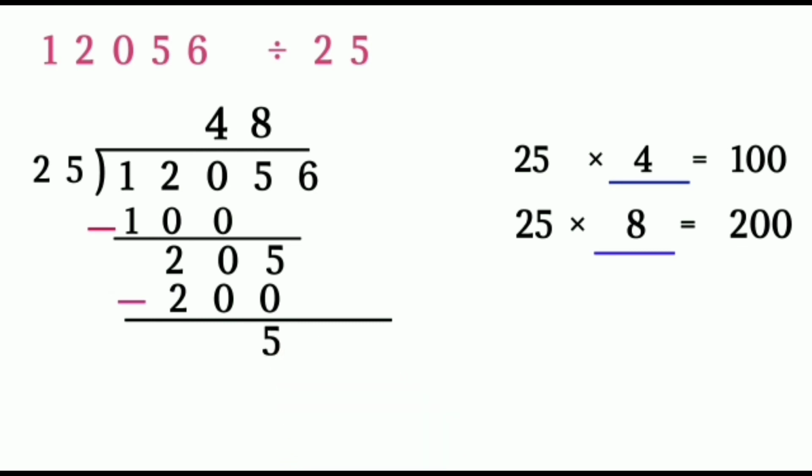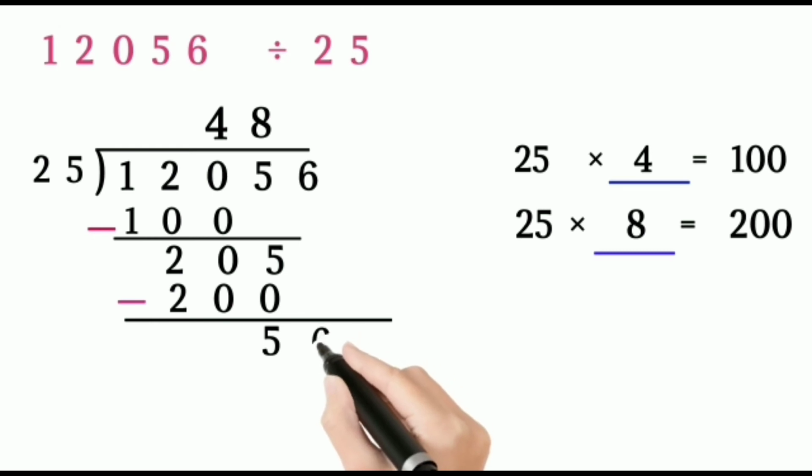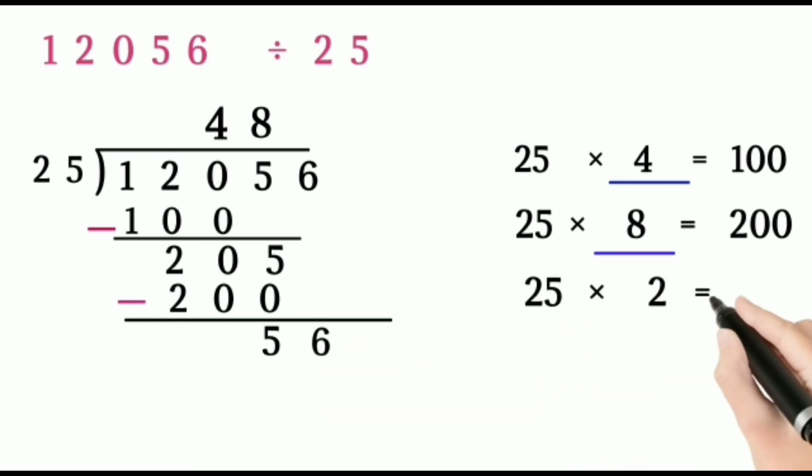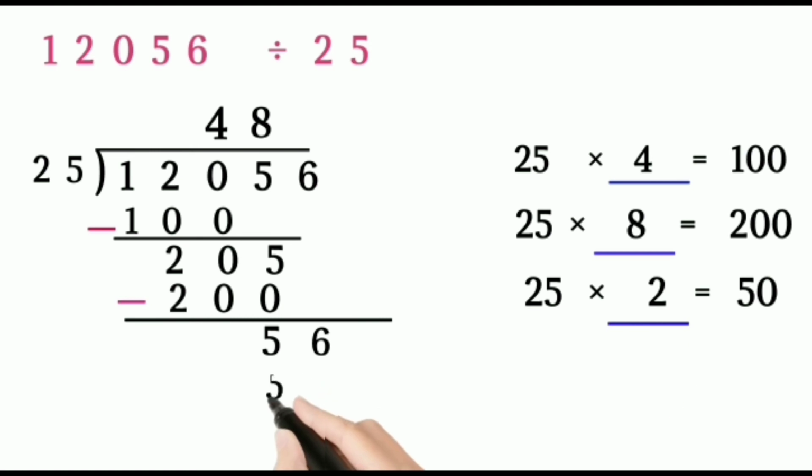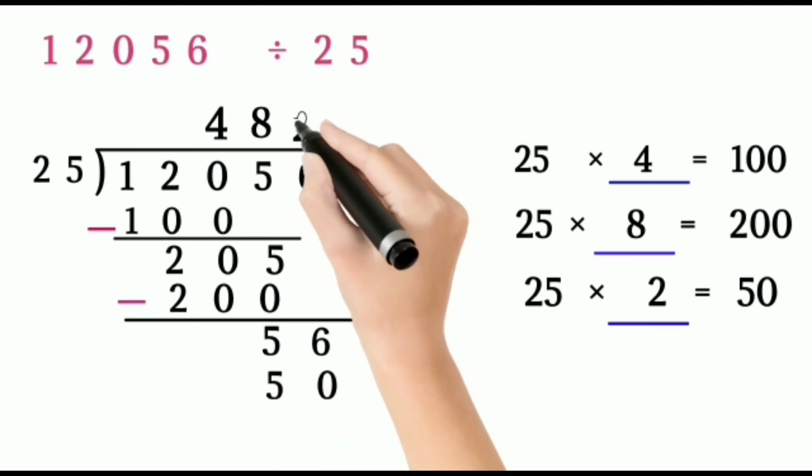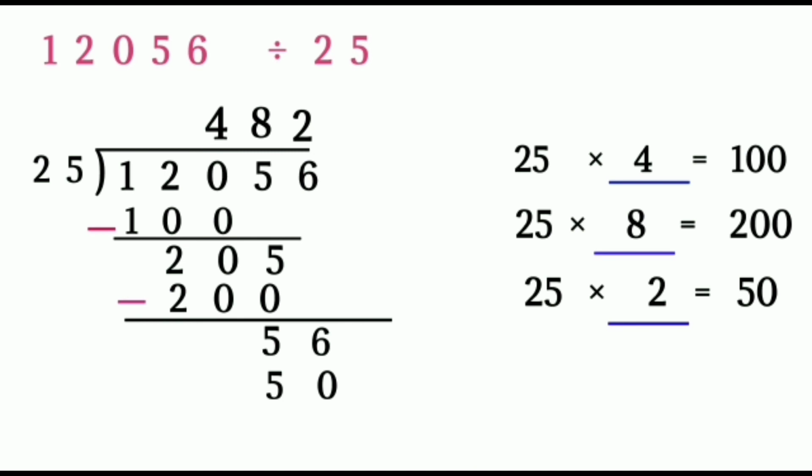Bring down the last digit, that is 6. Then we get 56. How many 25s can we take? 25 twos are 50. Write 2 in the quotient and 50 below the 56 and subtract. 56 minus 50, that is 6. Quotient is 482 and remainder is 6.